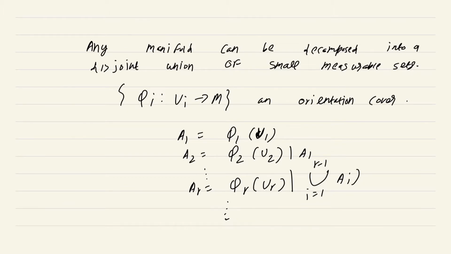Okay, so you can recursively define these sets Ai, and it is clear that each Ai is small and each Ai is measurable, and the Ai are pairwise disjoint. Now, the idea behind the integration process is very simple. We are going to break up the manifold into these pairwise disjoint small measurable sets.